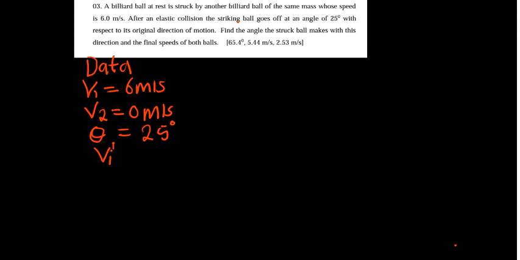I'm going to call it v1 prime for our first ball, which we do not have. For our second ball, I'm going to call it v2 prime, which we do not have, and the angle which the struck ball makes, I'm going to call it theta, so we do not have this. Okay, so this is the data that we've been given. As you can see, we have 3 unknowns. Therefore, we need 3 equations in order to handle such a question.